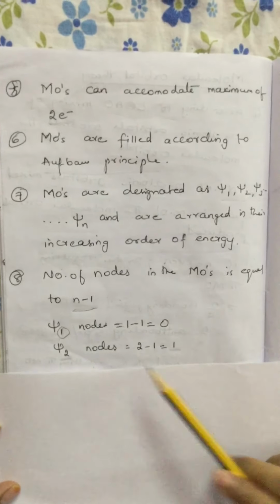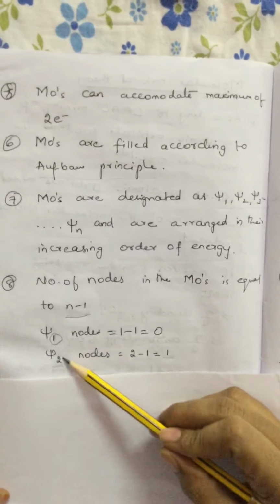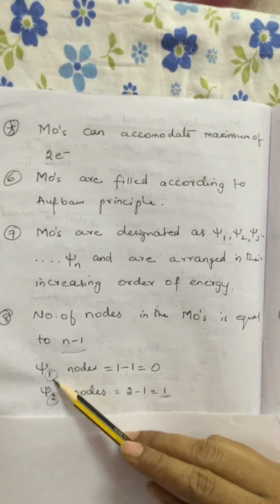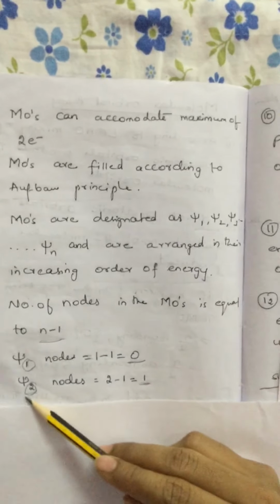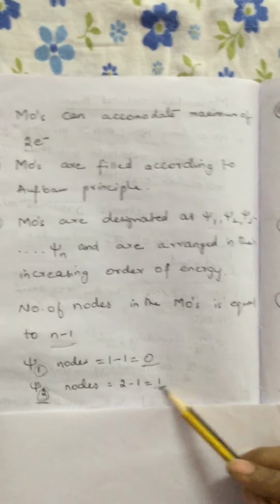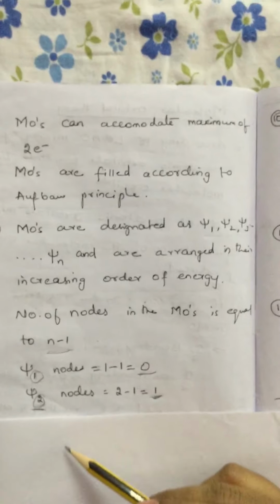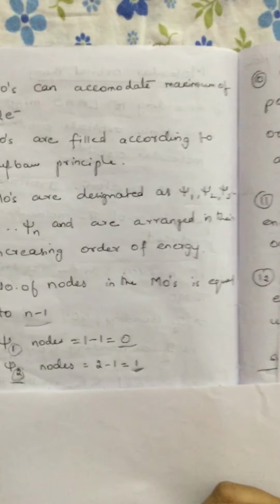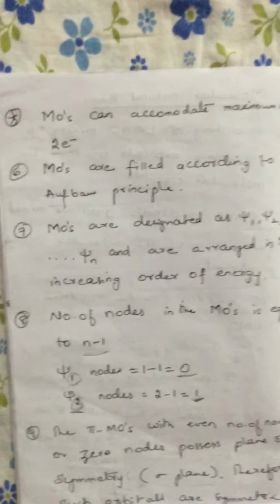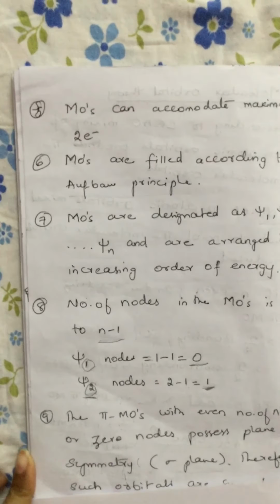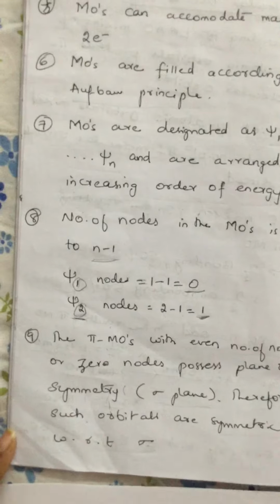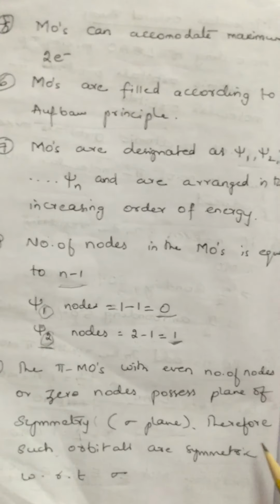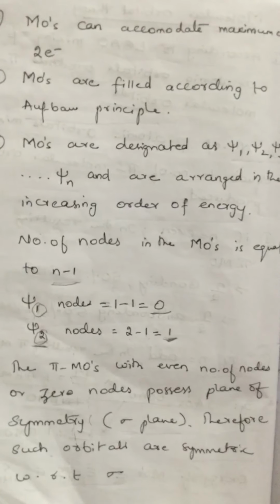For psi 2, n is equal to 2, so 2 minus 1 is equal to 1. So psi 1 will have 0 nodes and the psi 2 molecular orbital will have 1 node. Likewise, you can calculate depending upon the number of pi molecular orbitals present in that molecule. Next, the pi molecular orbitals with an even number of nodes or 0 nodes possess the plane of symmetry. Therefore they are symmetric with respect to sigma.